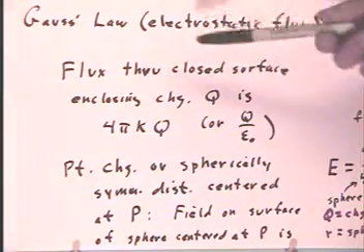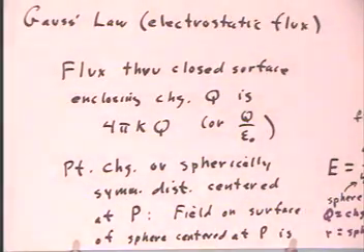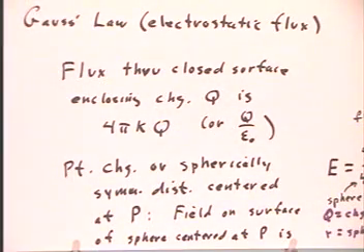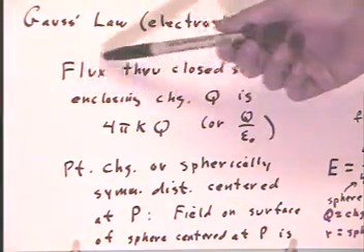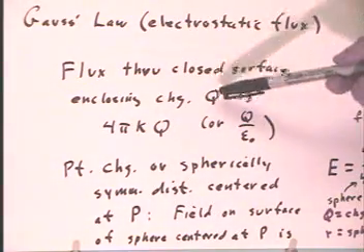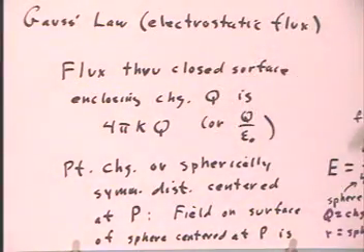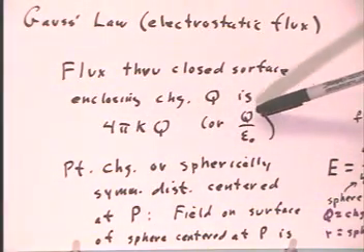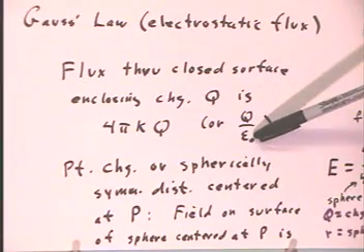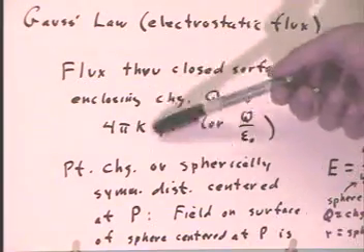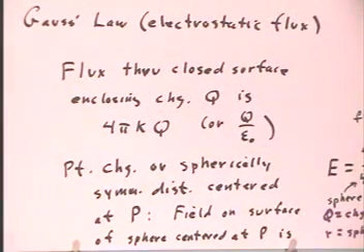Gauss's law deals with electrostatic flux and electric field. The flux through a closed surface, if that closed surface encloses a charge Q, is going to be 4 pi kQ. Note that's also sometimes written as Q over epsilon naught, where epsilon naught equals 1 over 4 pi k. 4 pi k and epsilon naught are reciprocal quantities.